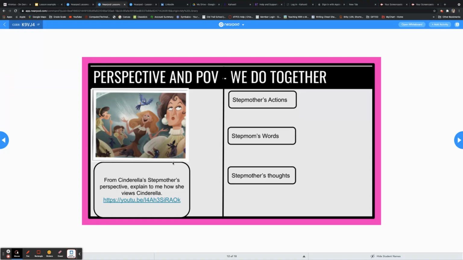seems like she really views Cinderella as annoying and just kind of sees her as not very with it. Like maybe she's a little bit cuckoo. Okay, so anyway, stepmother's thoughts. And also, talking about what they look like. What do they do with their facial features? Like she's rolling her eyes there. That doesn't look very nice.